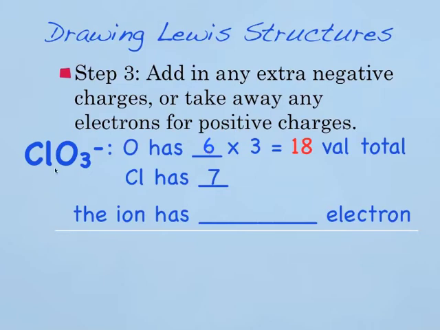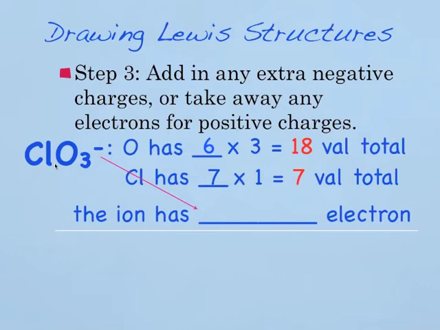For chlorine, it's a little easier because we don't have a subscript here. That lets us know that automatically it's 1. So 7 times 1 is 7 valence total. If you're having a hard time with this part, I advise you to look up on YouTube how to calculate valence electrons. Alright?